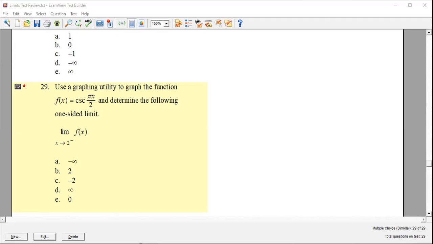All right, so here's your actual graph. But we're only looking at the limit as it approaches 2 from the left. So 2 is right here. This is the right. This is the left. Where is it going? Positive infinity.